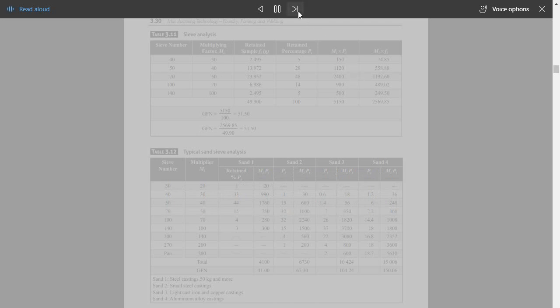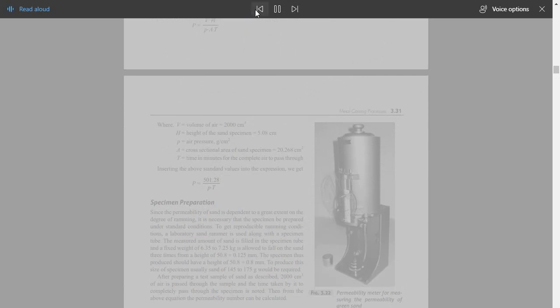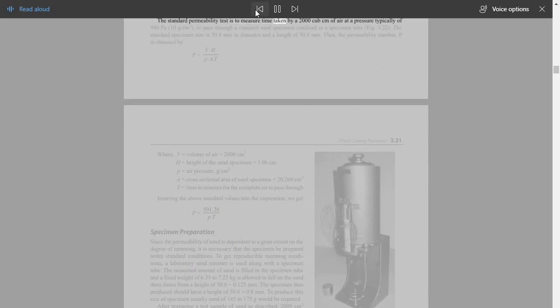The standard permeability P equals VH/PAT. The standard permeability test is to measure the time taken by 2000 cubic cm of air at a pressure typically of 980 Pa (10 g/cm2) to pass through a standard sand specimen confined in a specimen tube, Fig. 3.22. The standard specimen size is 50.8 millimeters in diameter and a length of 50.8 millimeters. Then, the permeability number P is obtained by P equals VH/PAT.